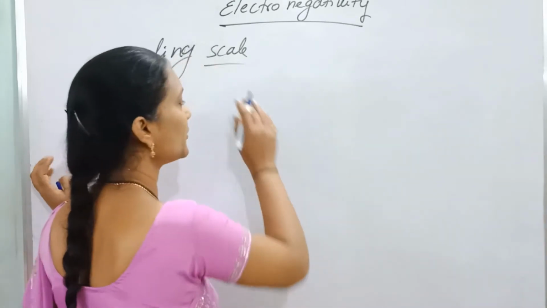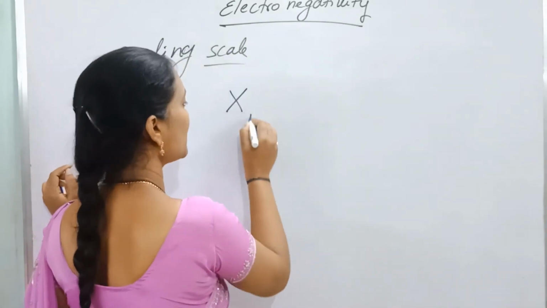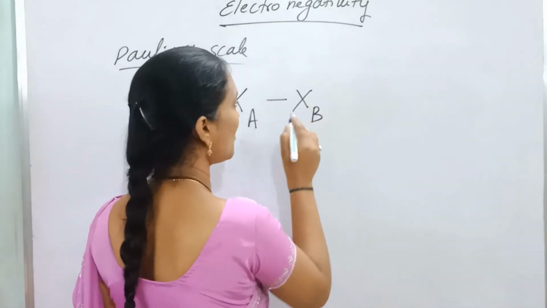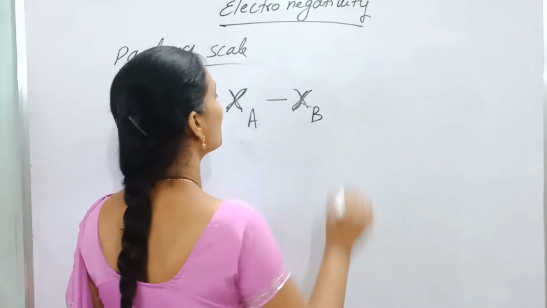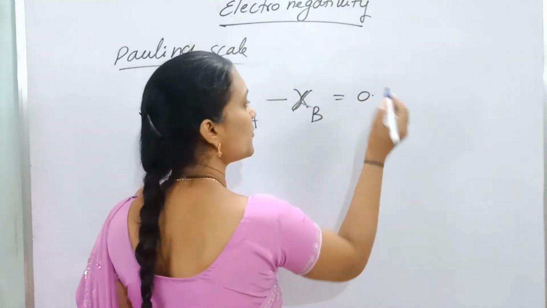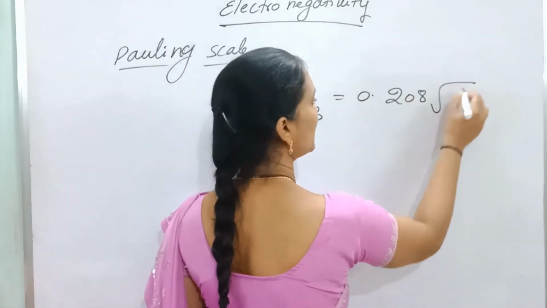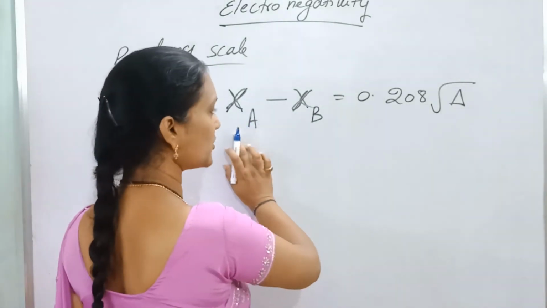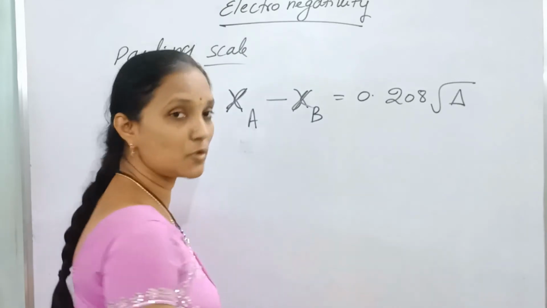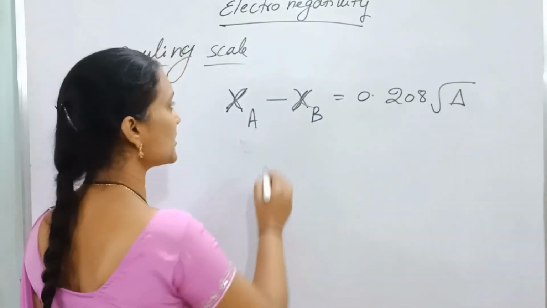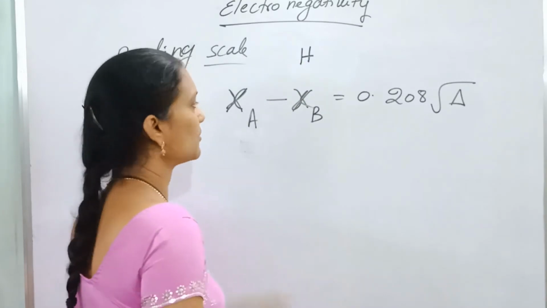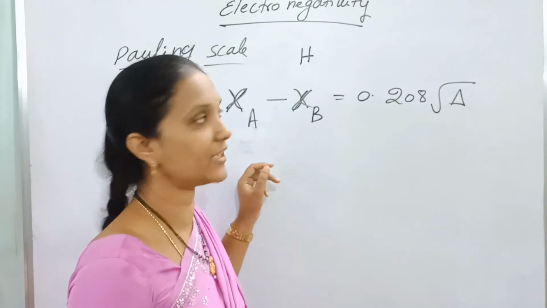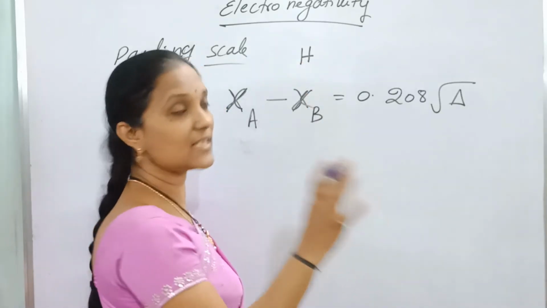So how do we calculate electronegativity in this Pauling scale? XA is the electronegativity of A, and XB is the electronegativity of B. So XA minus XB is equal to 0.208 root delta. This is the formula used to calculate the electronegativity. One is known, and the other we can find. If both are unknown, we can't find them. That's why Pauling used hydrogen as the standard element.